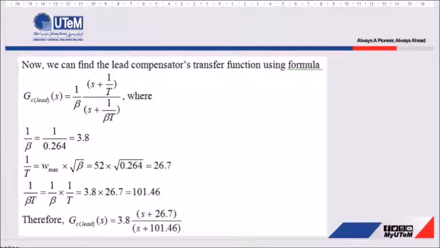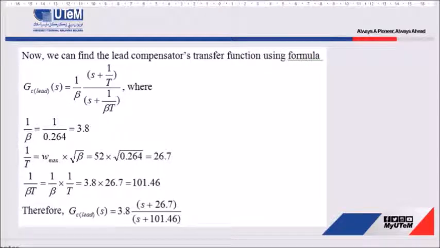101.46. So therefore, Gc(s) for the lead compensator is equal to 3.8 times (s plus 26.7) divided by (s plus 101.46). So this is the transfer function for the lead compensator obtained from this design.